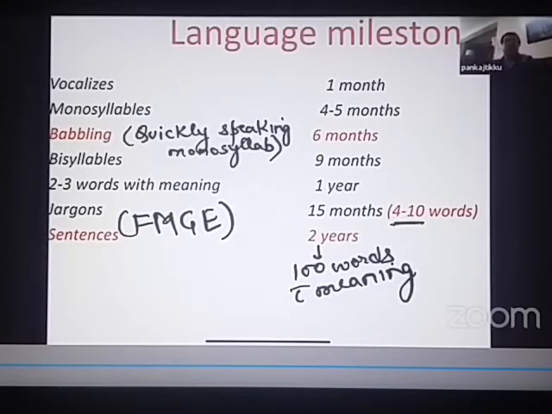How many meaningful words can a 1-year-old child speak? This is a PG entrance exam question. He can speak about 2 to 3 words at the age of 1 year. When does a child start to jargon? A child starts to jargon at the age of 15 months, when he can speak around 4 to 10 words which have a meaning. And when does a child start to form sentences? The child starts to form sentences by 2 years, when he can speak almost 100 words with a meaning.